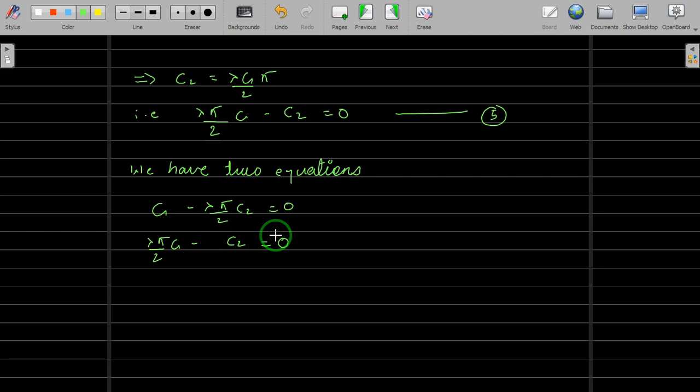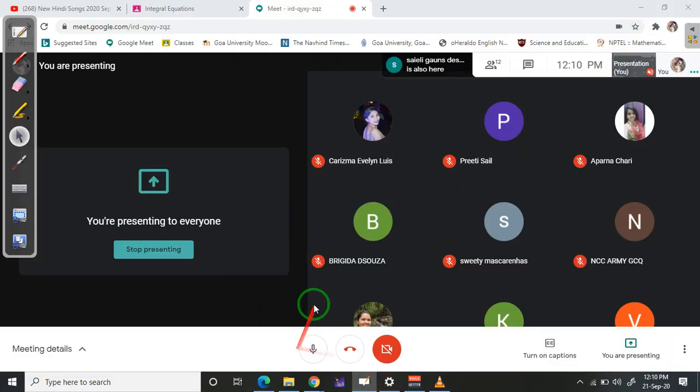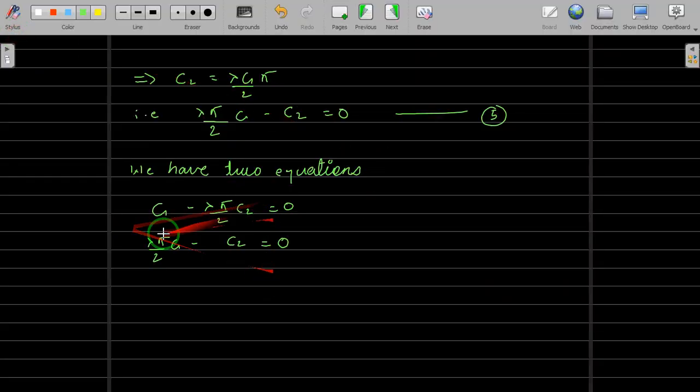Yes, what are these two equations? Lambda pi by 2 C1 minus C2 equals 0, and lambda pi by 2 C1 minus C2 equals 0. Okay. Now from these two equations you have to solve and get the values of the unknowns.